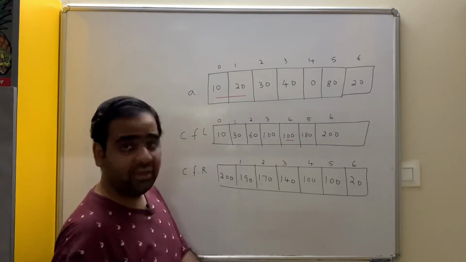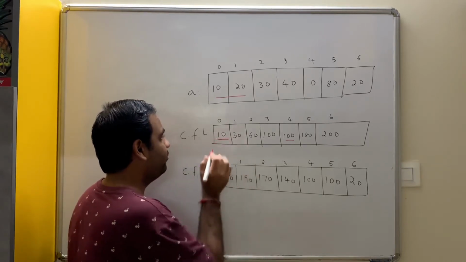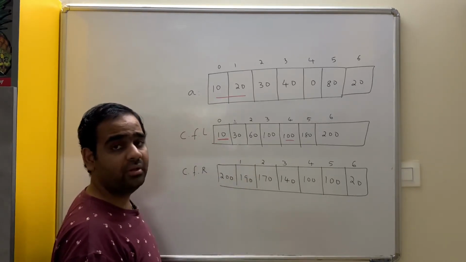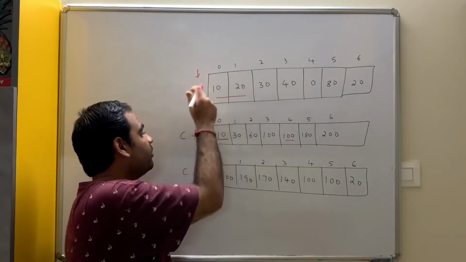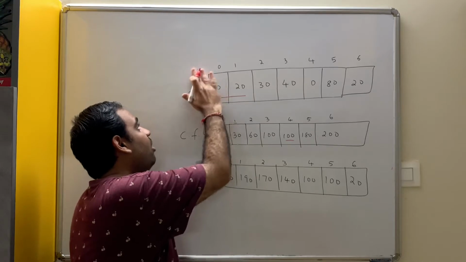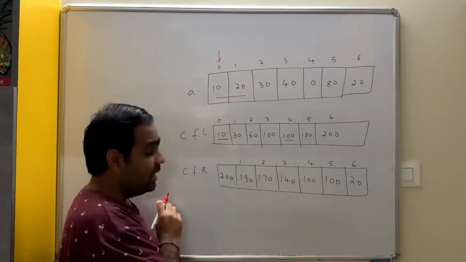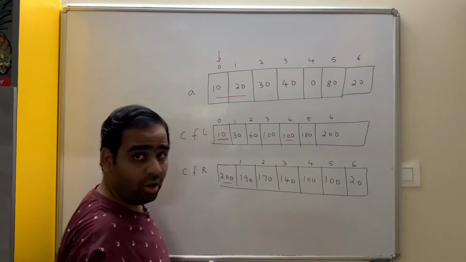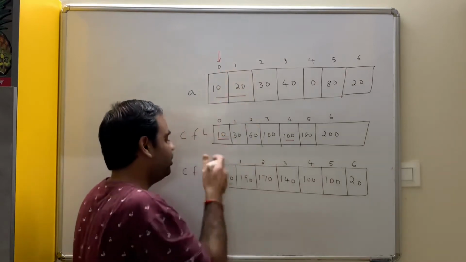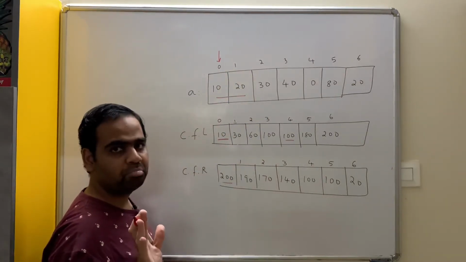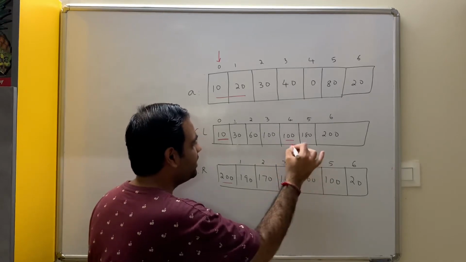Now it means if I come to index 0, what does it mean? The sum of the LHS subarray till this point of time is 10. And what does it mean? The sum of the RHS subarray from 6 to this point of time is 200. Is that okay? Now you see that at index 4 the values clearly match.